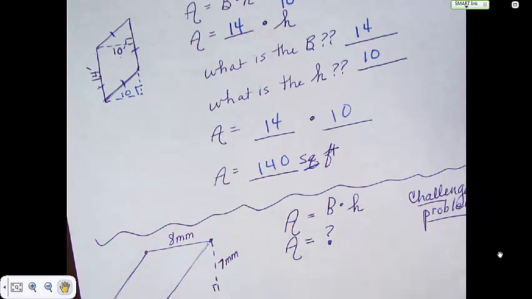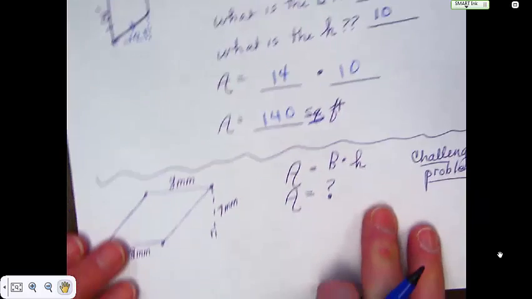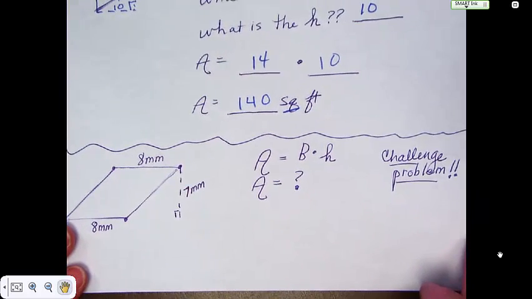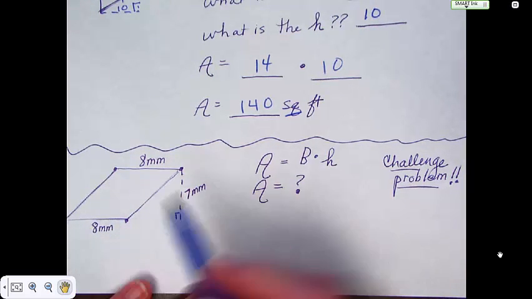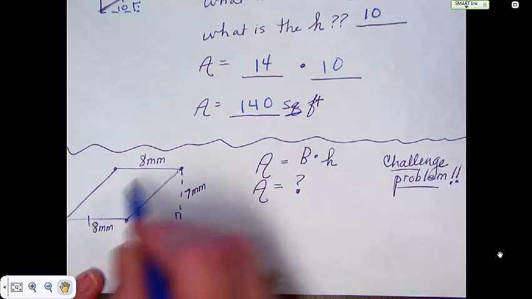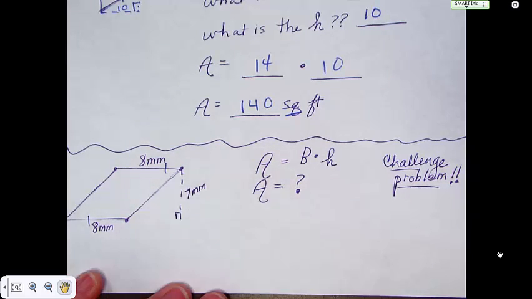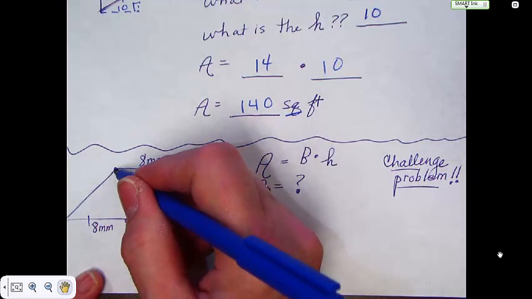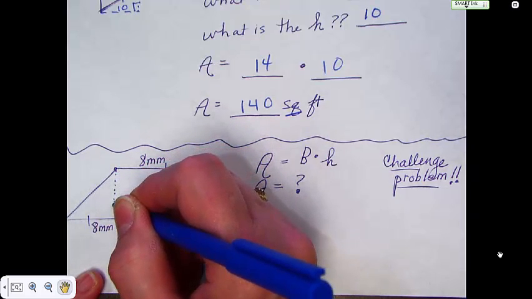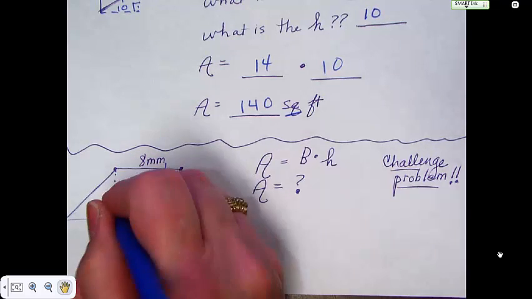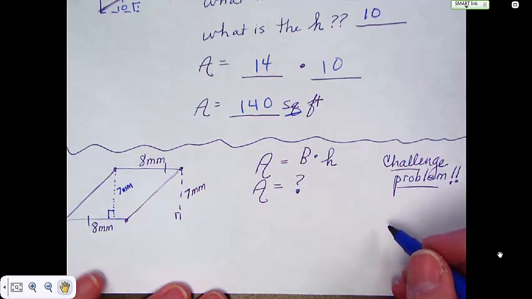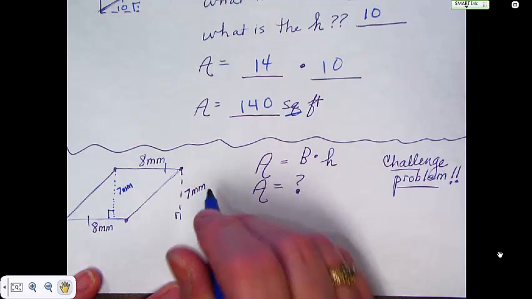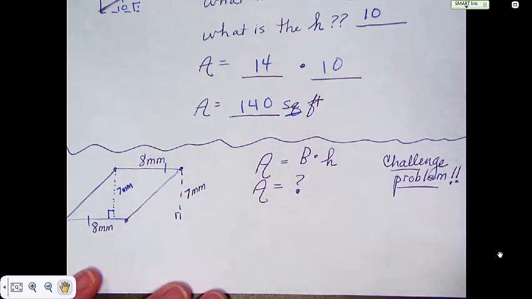And lastly, this is your challenge problem. Write this one down in your notes, and then bring it up to me and show it to me. Show me what the area is. This is your base here, this is your height, and of course the height would be the same if you dropped it down in here. It would be 7 millimeters. Be sure you label it correctly, because in this case the answer has to be in millimeters squared.